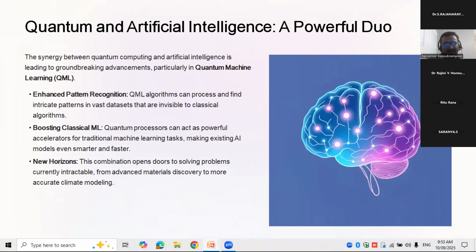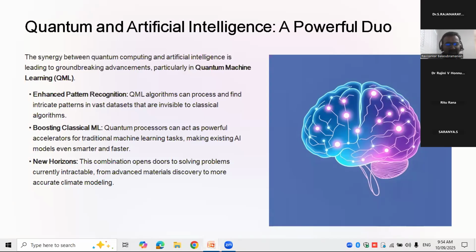And quantum and AI. The synergy between quantum computing and artificial intelligence is leading to groundbreaking advances, particularly in QML, quantum machine learning. Enhanced pattern recognition: QML algorithms can process and find intricate patterns in vast databases that are invisible to classical algorithms. Boosting classical machine learning, quantum processors can act as a powerful accelerator for traditional machine learning tasks, making existing AI models even smarter and faster.